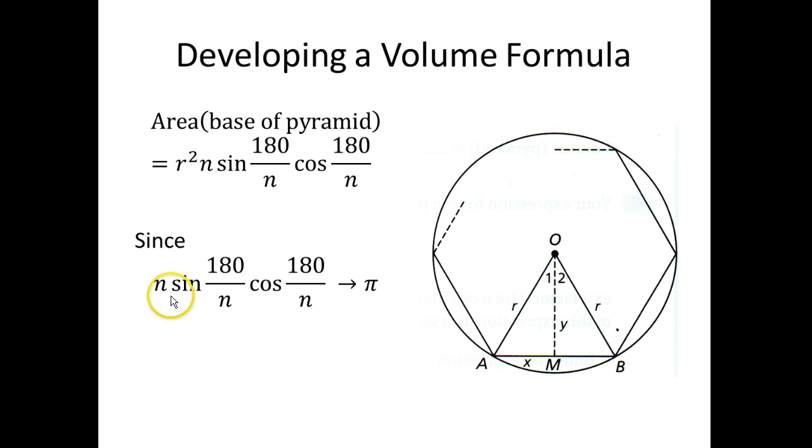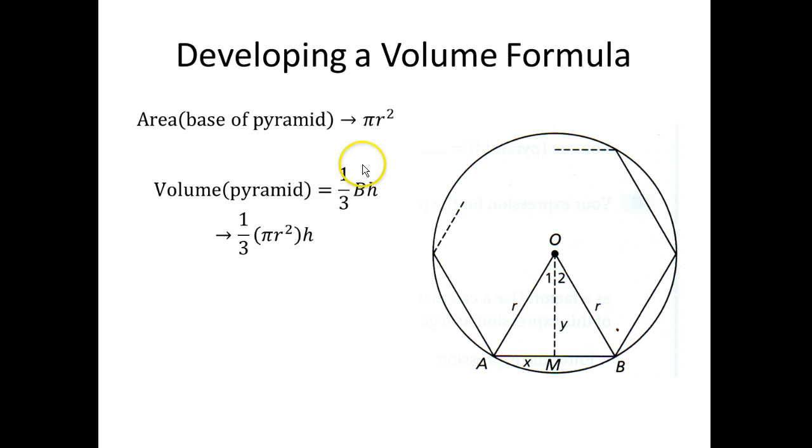So since the value of n sine 180 over n times the cosine 180 over n gets really, really close to pi, the area of the base of the pyramid gets really close to pi r squared. Because this part of the expression right here approaches pi, the area of the base of my pyramid becomes r squared times pi. So the area of the base of the pyramid goes to pi times the radius squared.